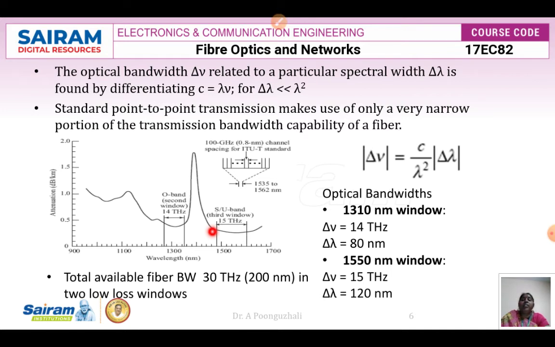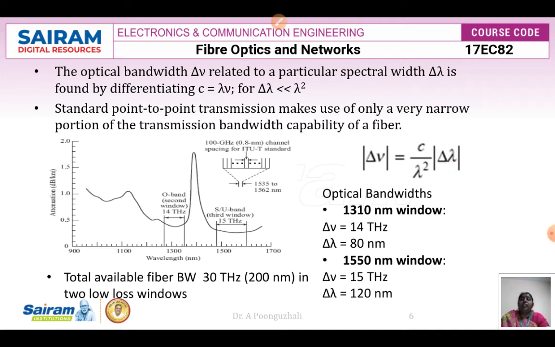How it is related to the spectral width del lambda: we can take the basic equation c = lambda times nu. We want to differentiate with respect to wavelength. Writing nu = c by lambda and differentiating with respect to lambda, we get del nu = c by lambda square into del lambda. That means del nu, the optical bandwidth, is directly related to the spectral width del lambda.